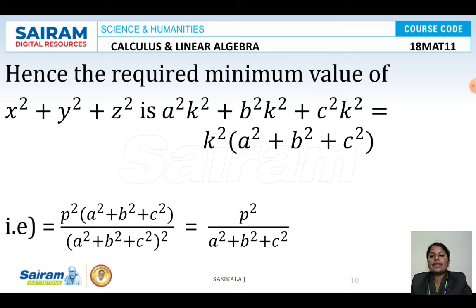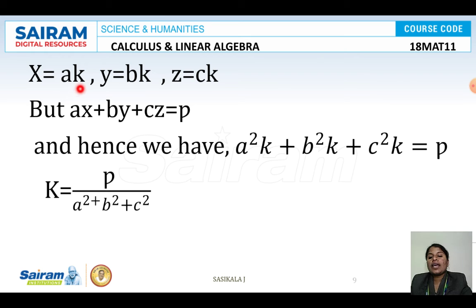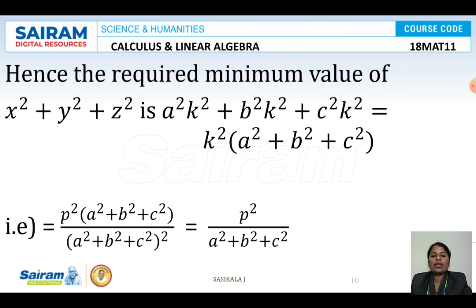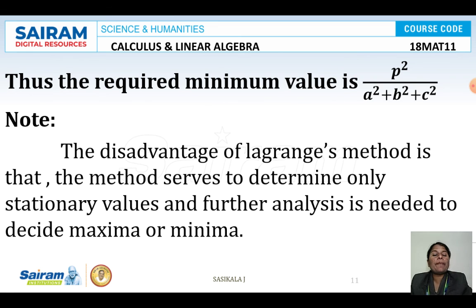That x, y, z value you can replace in your u function, which is the x squared plus y squared plus z squared function. Then, as I told, your x is ap by a squared plus b squared plus c squared. So I'll be having a squared p squared, similarly b squared p squared, c squared p squared. All p squared is common, you can take it out, one term will get cancelled, and you will get p squared by a squared plus b squared plus c squared. Now this is your required minimum value.